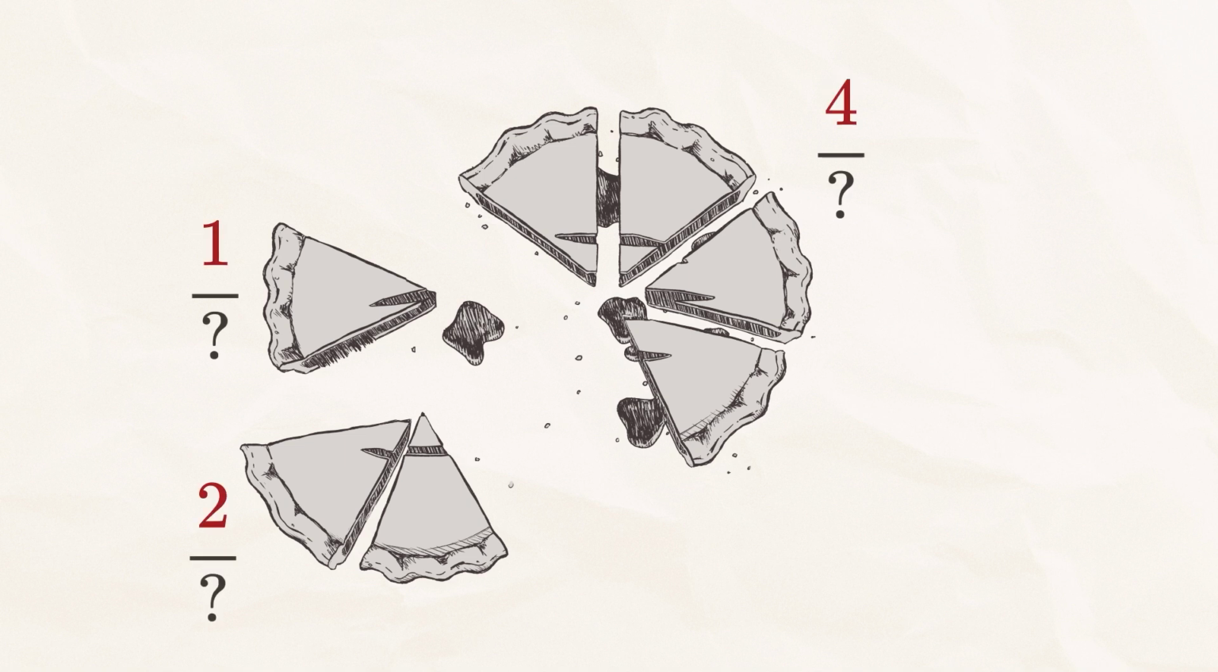The top number is the number of pieces we have. The bottom number is the number of pieces it takes to make a whole. I am eating 1/7 of the pie. My friend is having 2/7 of the pie. And there are 4/7 of the pie left. Enough for at least a couple more friends.